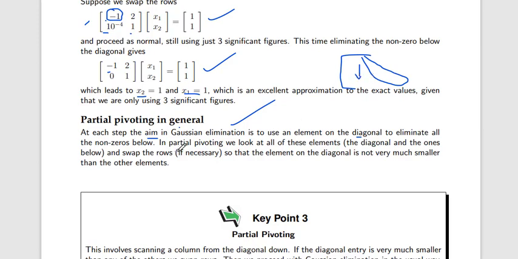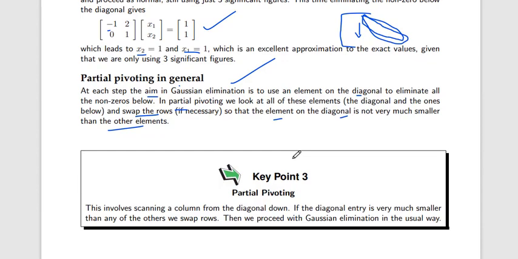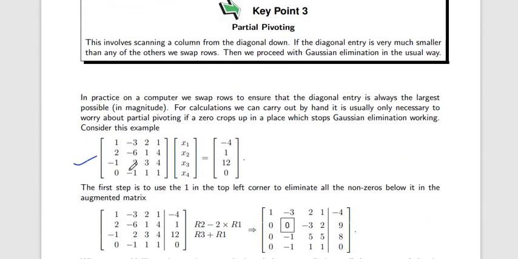So in partial pivoting we look at all of the elements on the diagonal and the ones below, and swap rows. In general, partial pivoting means we only swap the rows to satisfy the condition of Gaussian elimination. Okay, so that the element on the diagonal is not very much smaller than the other elements. In short, the diagonal element is not smaller than the other elements. Okay, so let's take one example so you can get a better idea of how to use partial pivoting.